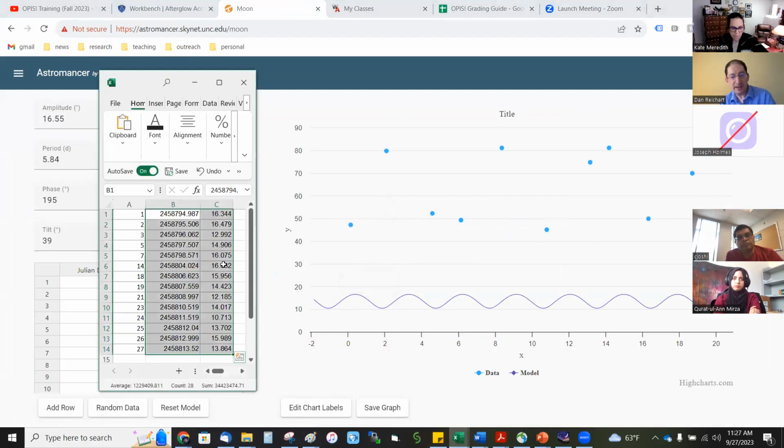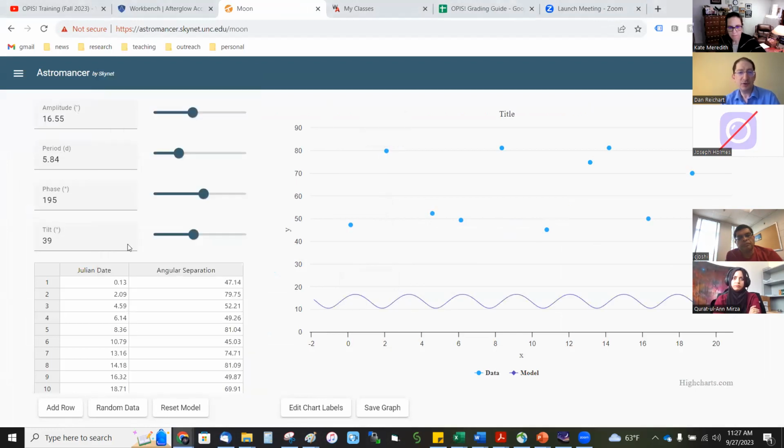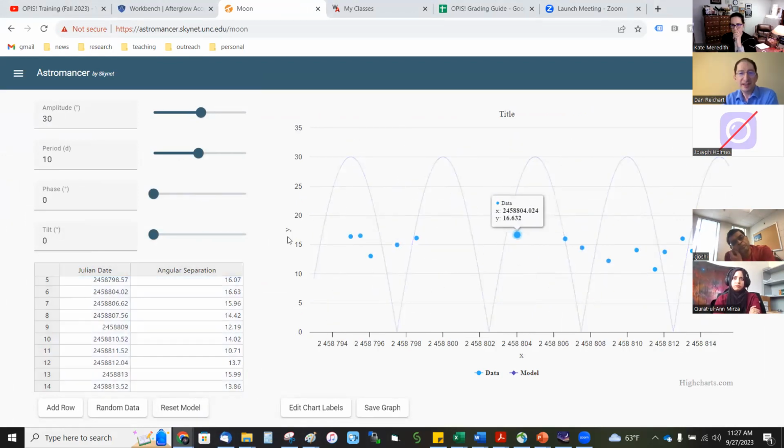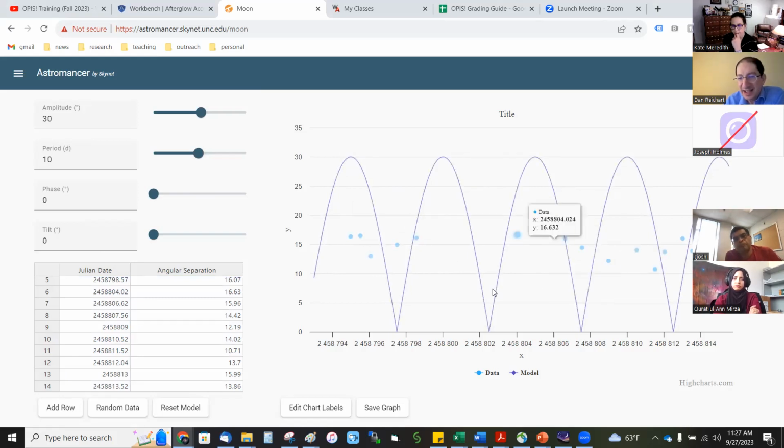I've measured all that Neptune data in advance. So I'll just grab it from a spreadsheet and paste. So I have my Julian dates here, the angular separations, and here I'll reset the model. I played with it ahead of time, so the model was already fit to that data. So it'll look something like this when they come in.